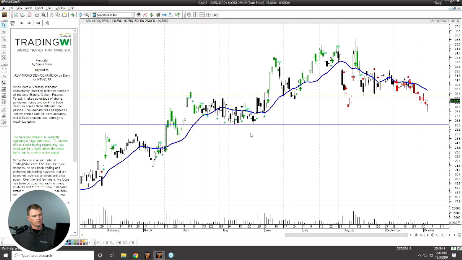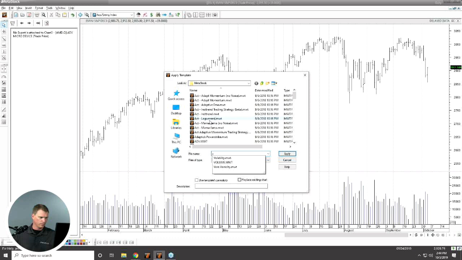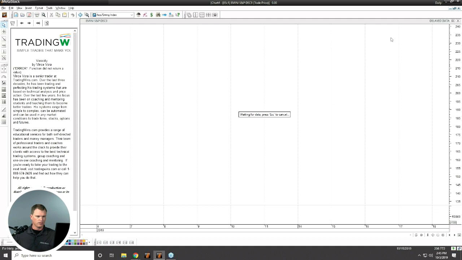So let's go back. I want to show some different symbols, since obviously not everybody is a stock trader. So let's look at a future. Big one that a lot of people look for is the S&P Mini. Let's see how that one looks with Voracity. And again, we've already pre-built everything for you. All you've got to do is just apply the template, and it automatically will apply it in everything, puts the expert on there.